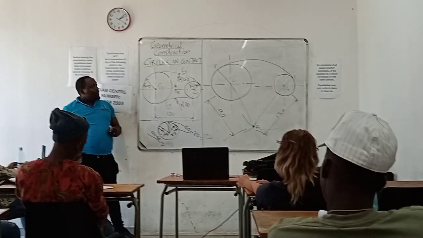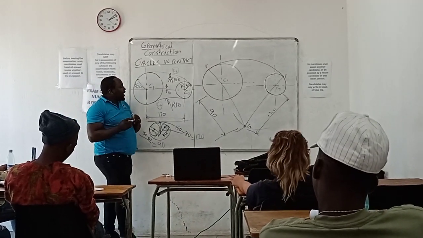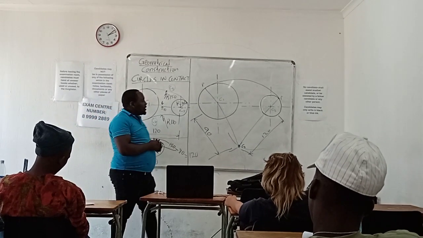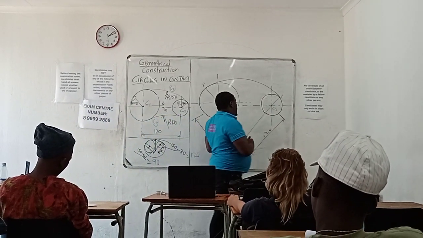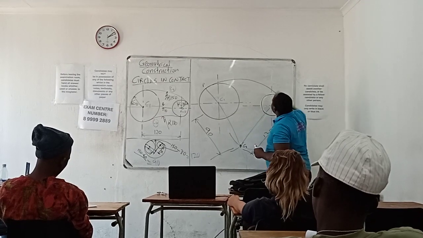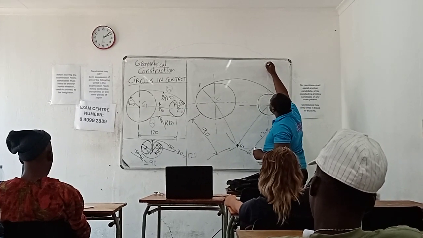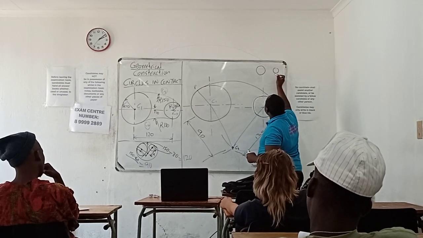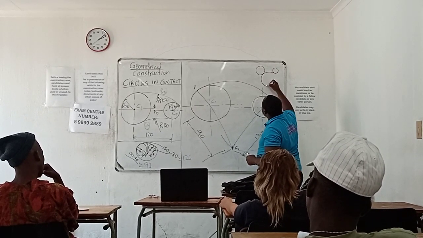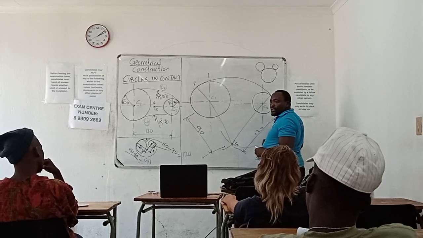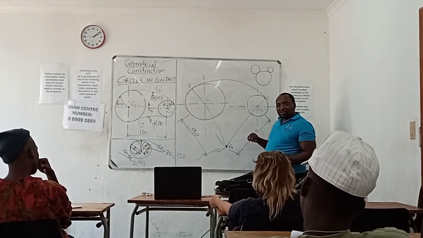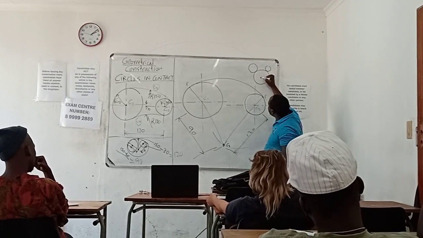Okay? Now, how do we find center C4? C4 is like this. I've got that circle there, that circle there, and I've got another big circle outside. That one with the circles inside. This one, the circles there is outside. So my center 4 is there.